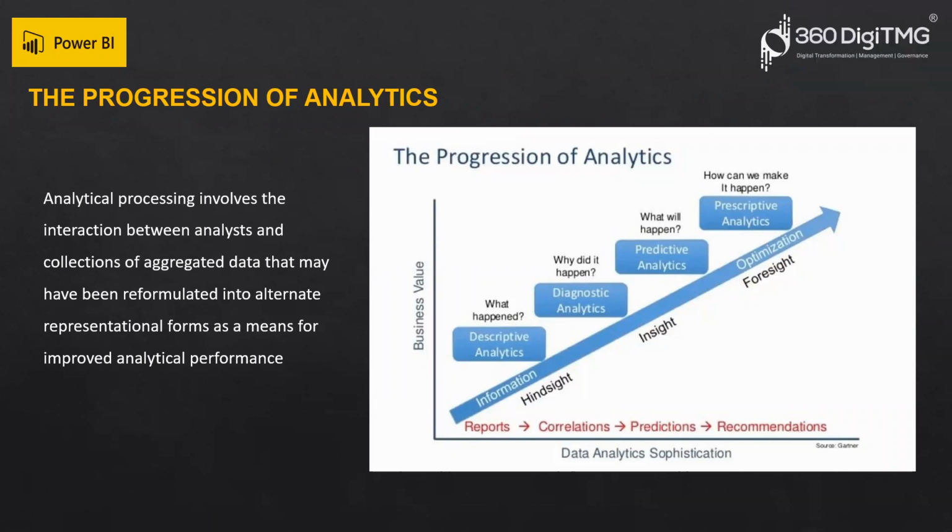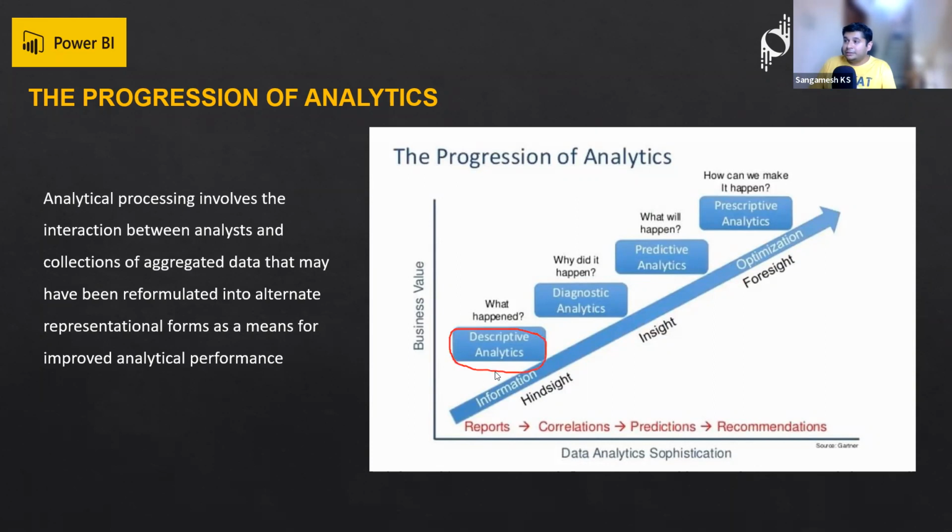This is called the progress of analytics, or the hierarchy of analytics as well. I don't know how many of you have come across this particular visualization, but it speaks about the levels involved in data analysis and data analytics. The first thing to be analyzed is called descriptive analytics. What is meant by descriptive analytics?